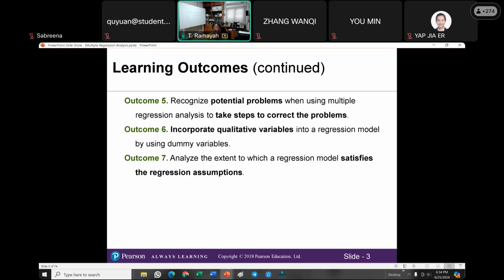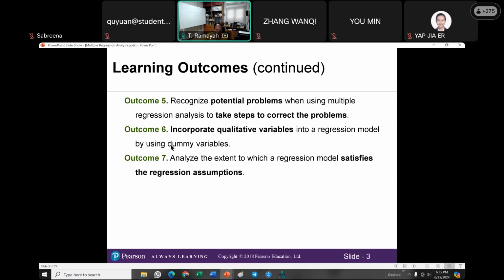Outcome number 5 is when we run multiple regression, there will be certain problems that you will face. For example, we have a problem called multicollinearity. We have a problem called dummy variables. We have a problem called constant variance. These are some things you need to understand and how to remedy them.